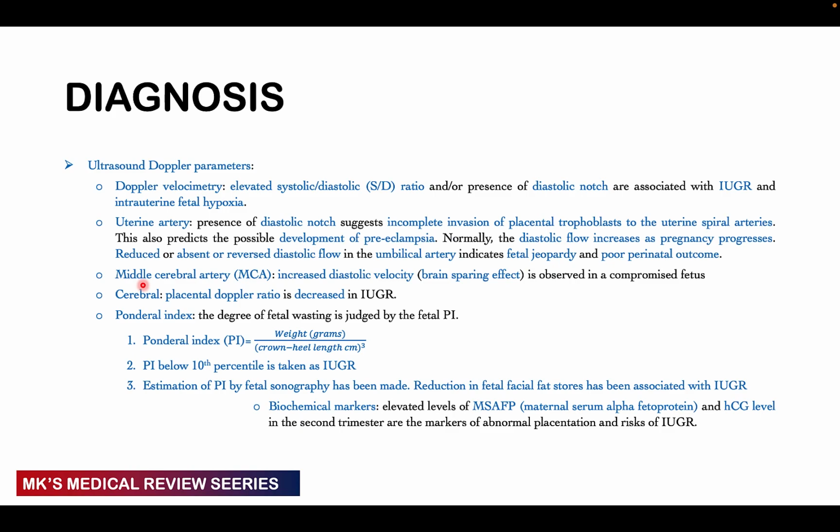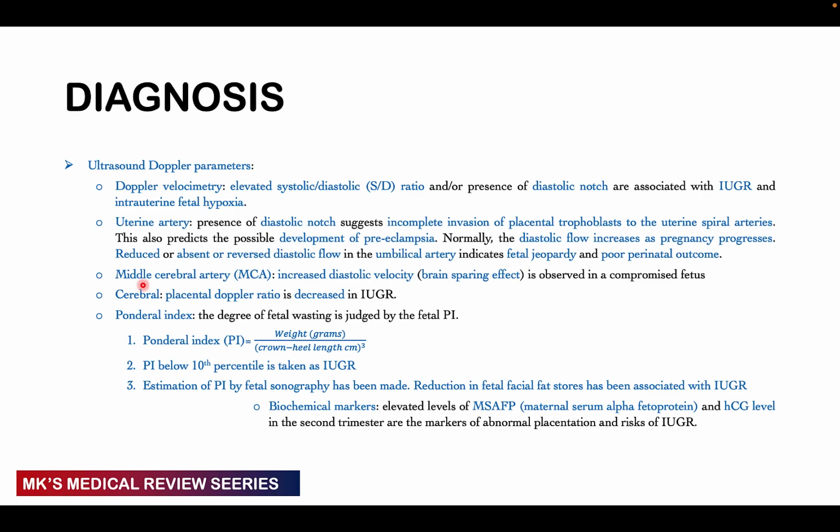Then in the uterine artery, the presence of any diastolic notch is going to be suggestive of incomplete invasion of the placental trophoblasts into the uterine spiral arteries. This also predicts the possible development of preeclampsia, and normally the diastolic flow is going to be increasing as the pregnancy progresses. Then a reduction or absent or even a reverse diastolic flow in the umbilical artery is going to be indicating that there is some fetal jeopardy and there is a poor perinatal outcome.